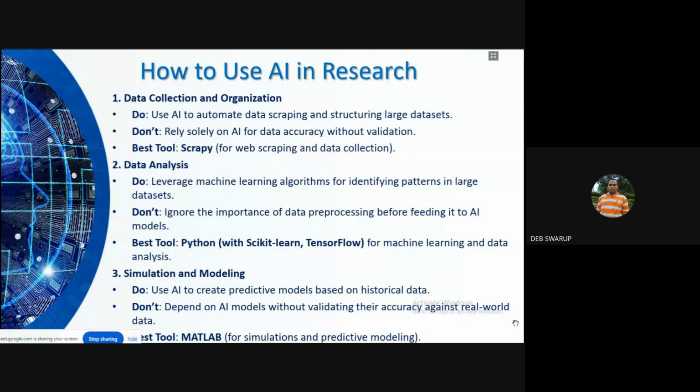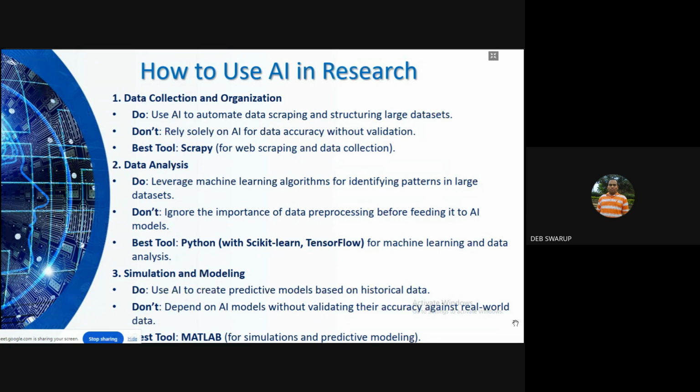Go for data analysis using Python, scikit-learn, or TensorFlow if you are going for certain image analysis. But again, scikit-learn is also prone to certain kinds of errors. It will not do the processing as you want it to.